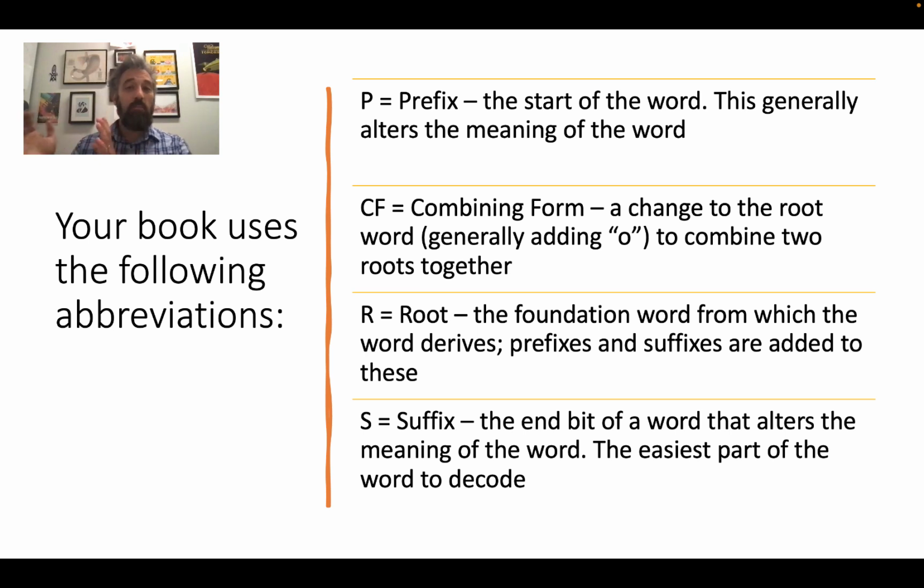The suffix is the end bit of the word that also alters the meaning of the word, and generally it's the easiest type of thing to actually decode. So if you have something like itis at the end of a word, that means that it's inflammation of something. So bursitis is inflammation of the bursa. Bursa are the things that you crack when you're cracking your knuckles. So bursitis is inflammatory joints, things along those lines. So that's the itis. It helps you quickly decode what the word is actually talking about. So that's the suffix, which your book uses S.